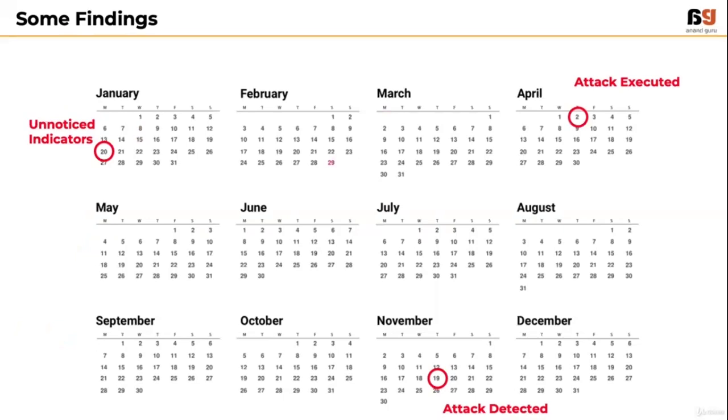He also illustrated that, for example, these are unnoticed indicators happening on January 20th. From January 20th till April the 2nd, all these indicators of compromise were existent in the system and were not being captured. Now, the attack was executed on April 2nd. It took the company from April till November to detect the attack.